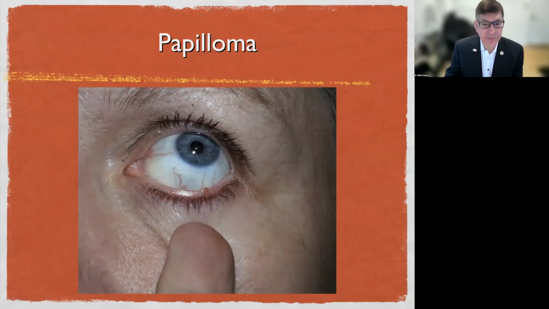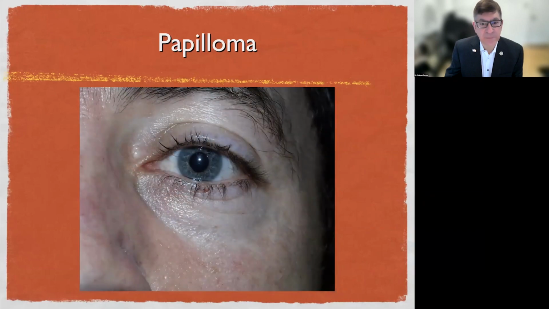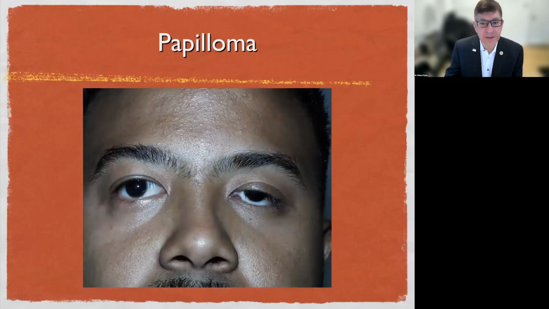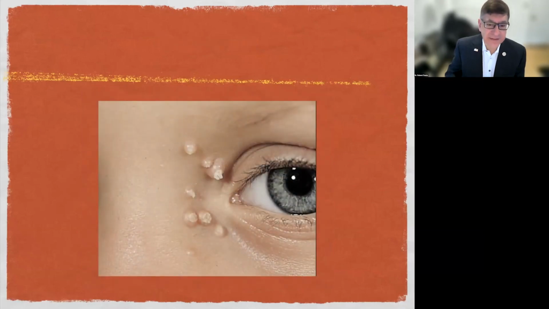Here's another example of a papilloma at the lower lid margin. Here's another example of a papilloma at the lid margin. You're starting to get the idea here. Again, discrete, warty, no associated inflammation, and no tissue destruction. Here's another papilloma. Instead, here's another one. So take a moment and think about how you would describe this group of lesions.